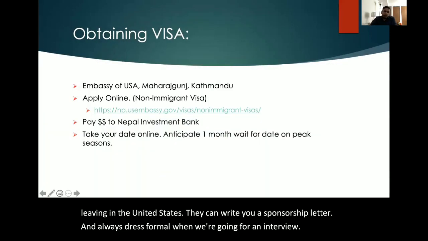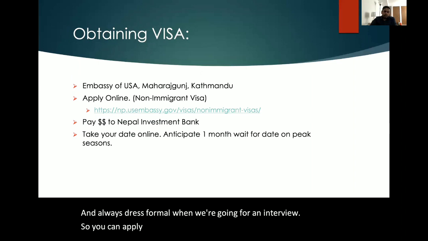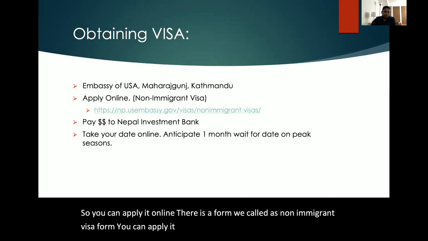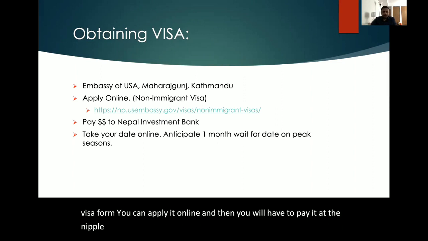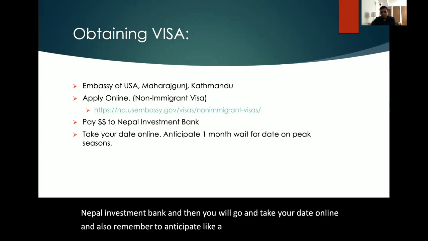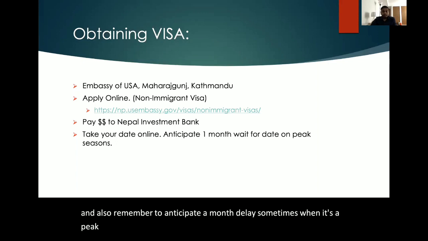So you can apply it online. There is a form called a non-immigrant visa form. You can apply for it online, and then you will have to pay at the Nepal Investment Bank. And then you will go and take your date online. Also remember to anticipate a month's delay sometimes when it's peak season. Usually February and March are their peak seasons.